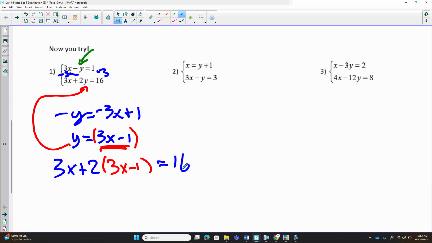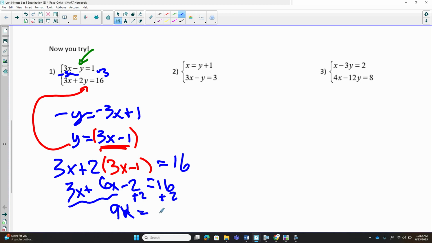So we go through the math here, and I think I get 6x minus 2 equals 16. I think I'm going to get a total of 9 x's on this side. I'm going to add the 2 over to the 16, which will give me a total of 18. Divide by 9, so x is equal to 2.